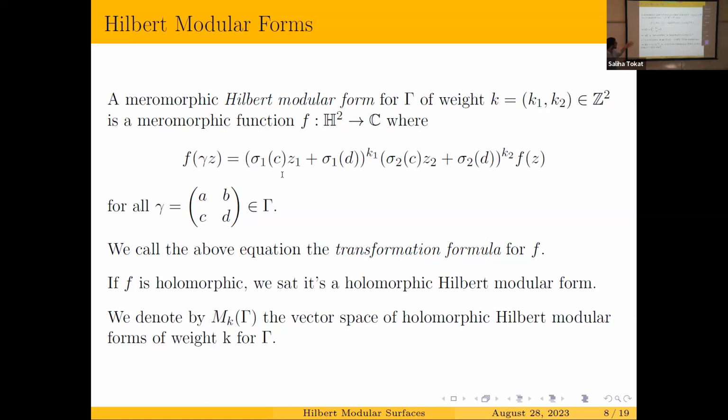If it's holomorphic, we also say it's a holomorphic Hilbert modular form. And you can see that this function f is, in a way, gamma invariant. Not exactly, but it's almost gamma invariant. Its value doesn't change under the action of gamma. This will come up later. We call the vector space of holomorphic Hilbert modular forms M_k of gamma.